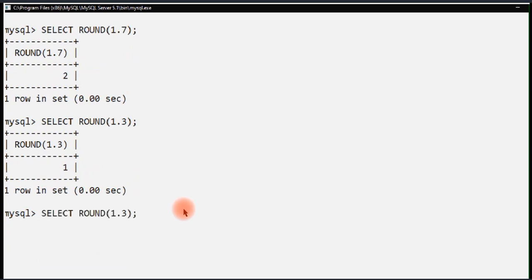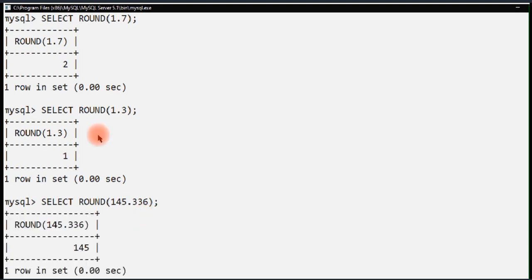Now one more example with this number. Here I have taken 145.336. Again, what will be my answer? My answer will be 145. Why? Because after the point, I am going to check only one value and which is less than 5. So my answer is 145.